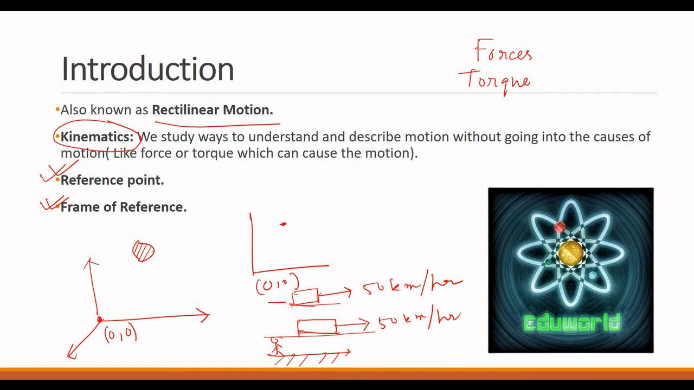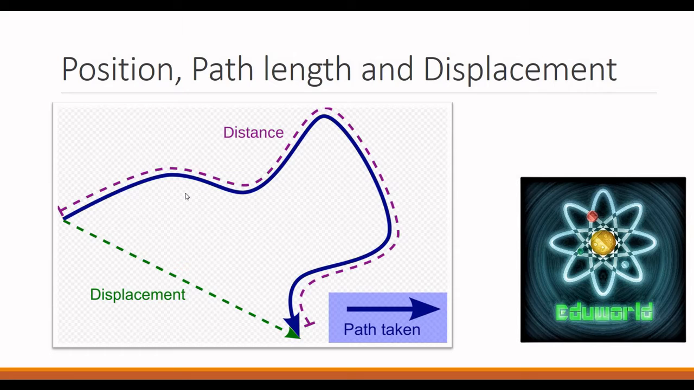Okay, so next we will see what is called position, path length and displacement. Here you will have to understand the difference between distance and displacement. What is distance and what is displacement? Say there are 2 points. One point is point A and the other point is point B.